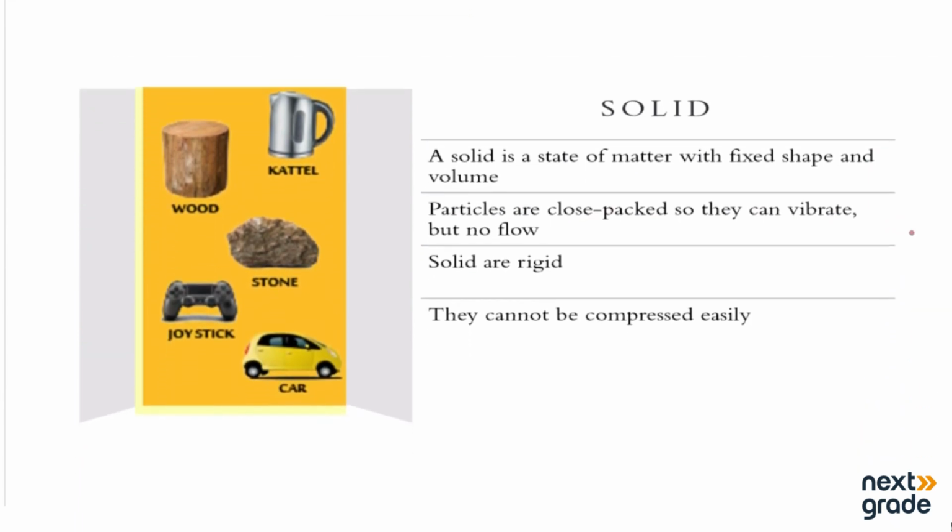So what are the properties that make up a solid? All right, let's look at the picture over here of the examples. These are some examples given that are considered solids, right? A car, a stone, wood, a kettle, all of these are what? They are actually solids. Okay, so what is a solid? A solid is a state of matter with fixed shape and volume. It has a fixed shape and its size is also fixed.